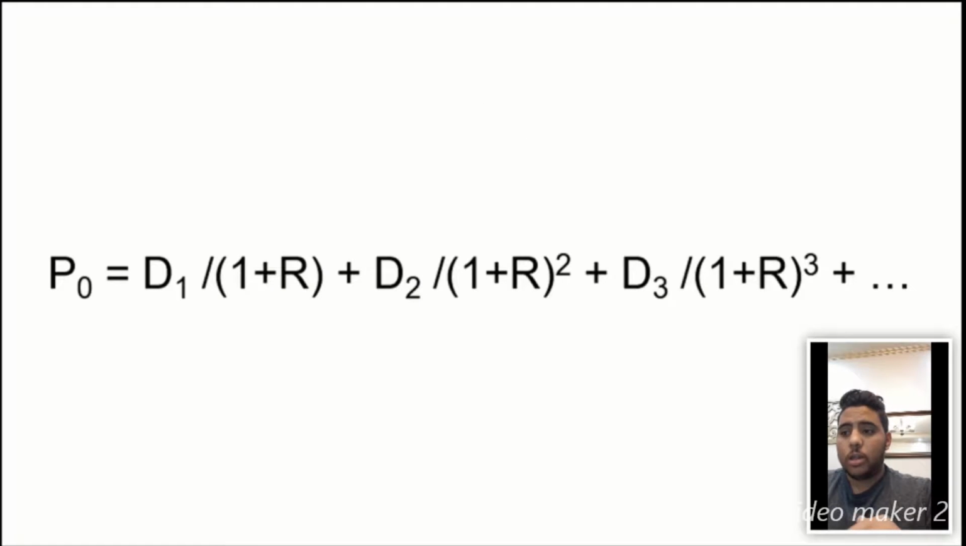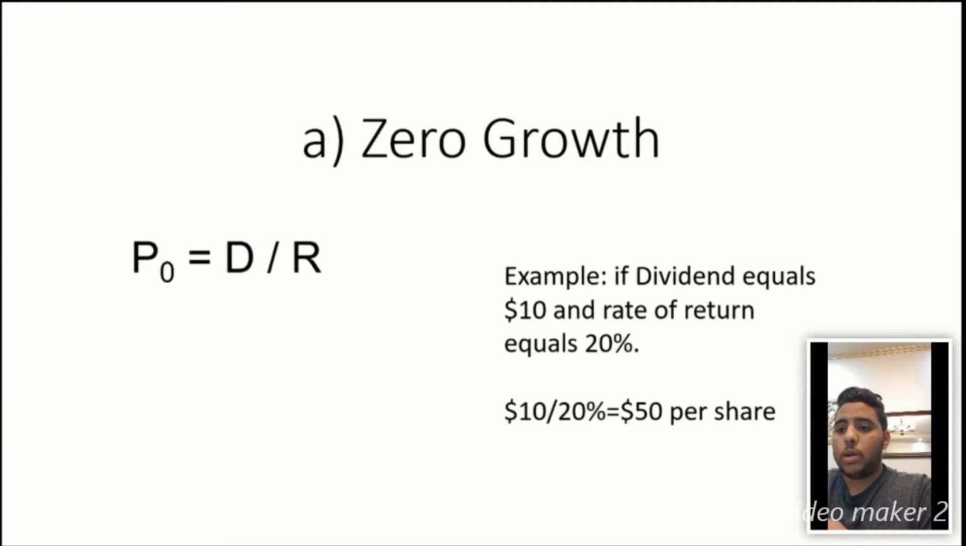Next, here we have this equation. It's actually not an equation. What this formula shows us is that the price of the stock today equals the present value of dividends for the following years. Now that's the first type of stock valuation.